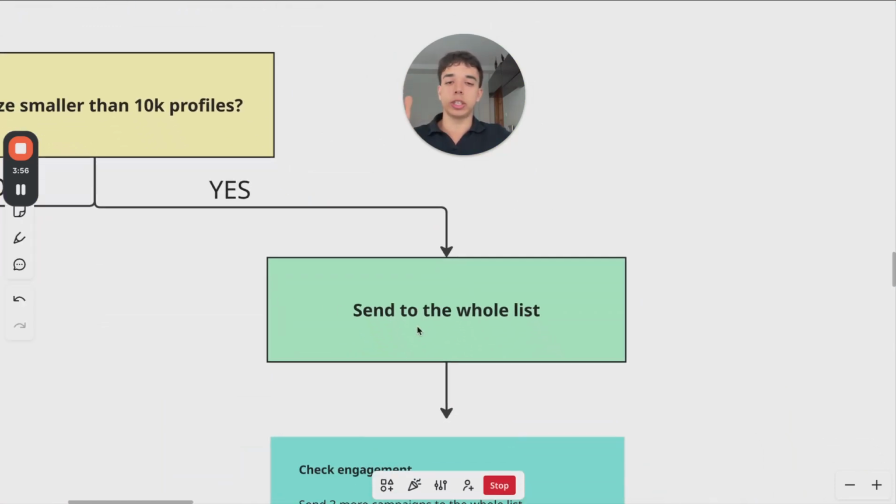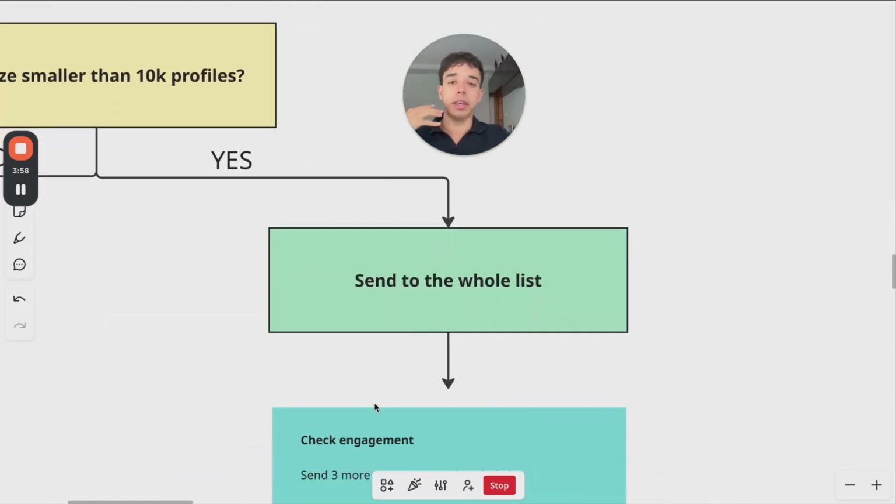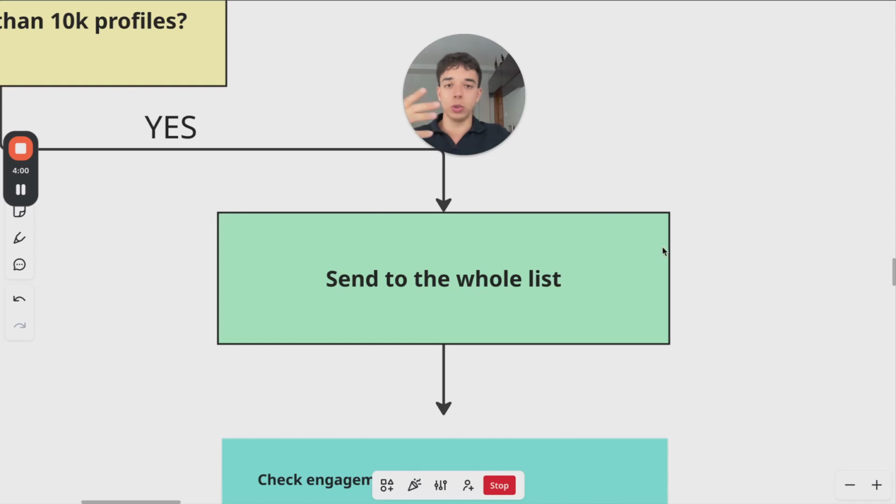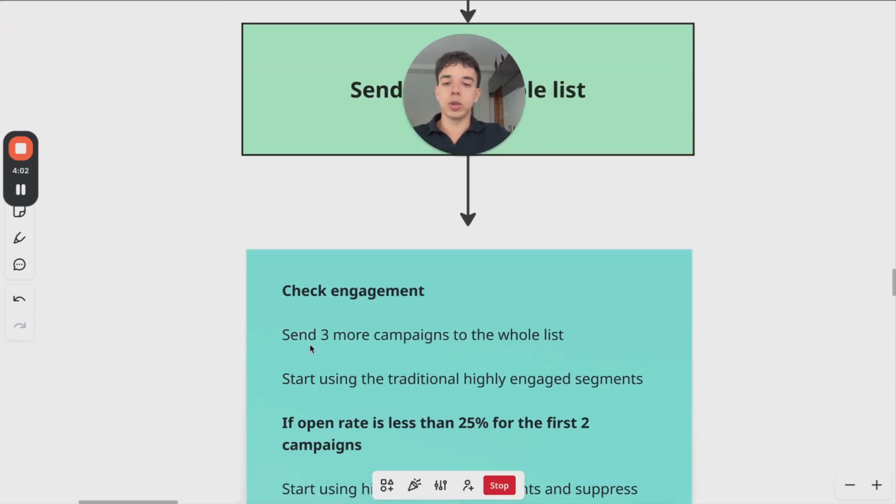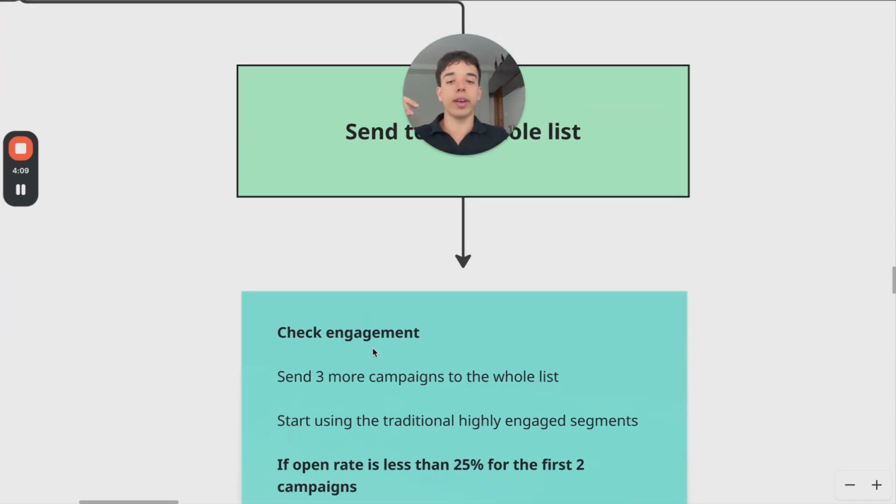And now, what if your list size is smaller than 10K profiles? You then basically just send to the whole list. Again, you check the engagement of this whole list that you sent to, and you send 3 more campaigns to the whole list again to see the engagement that it's getting. Again, if it gets more than 30% open rates in those 3 campaigns back to back, then you can roll back to the traditional highly engaged segments of 30, 60, and 90-day engaged.